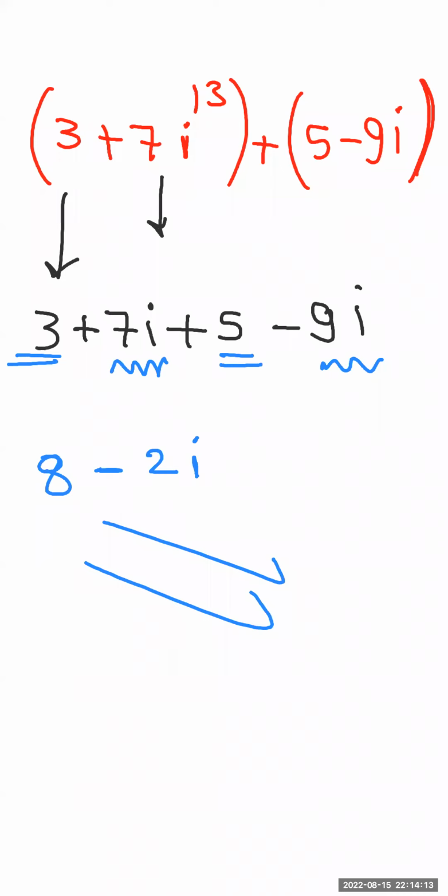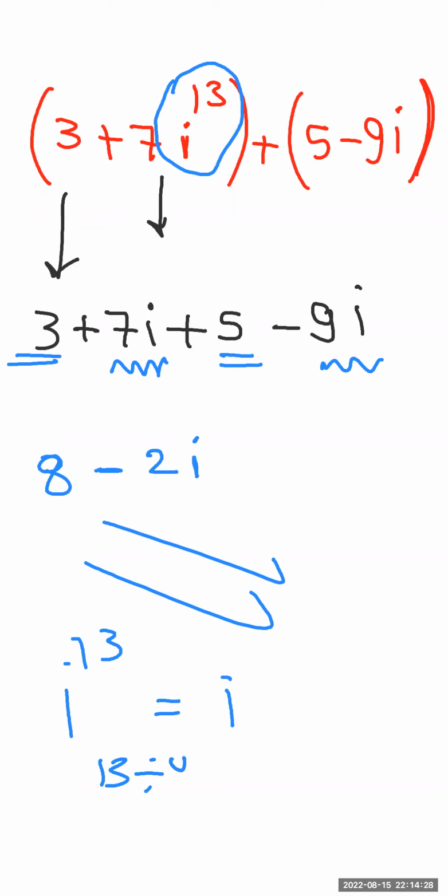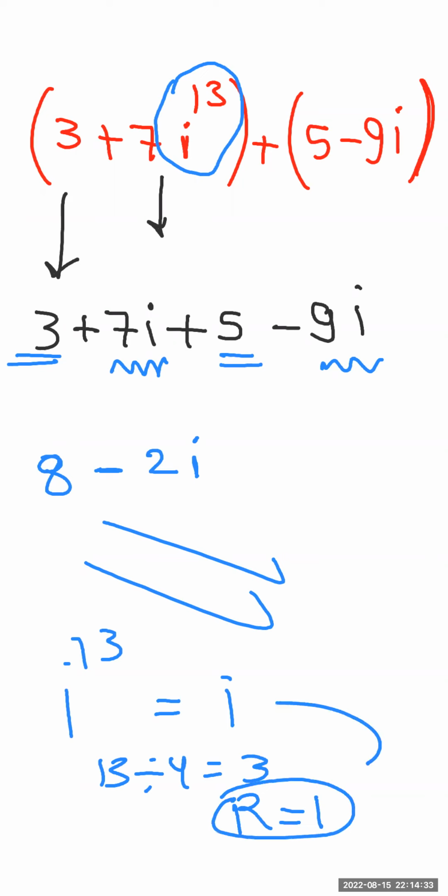Okay, I to the power 13. Take it here, I to the power 13 equals I, because 13 divided by 4 equals 3, remainder equals 1. So this means remainder equals 1, so it will equal I, correct? Yes, correct. Okay, great. So this example is clear, guys, to all of us?